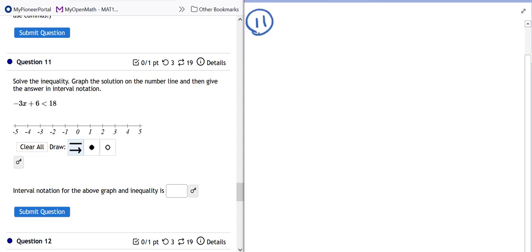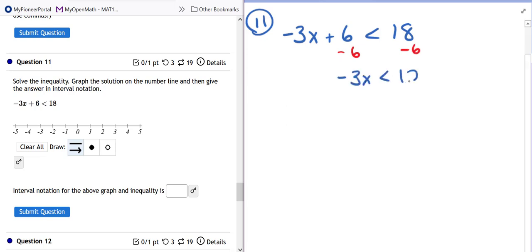So this is a linear inequality. We did some of those at the beginning. So you isolate your variable. If you divide by a negative, your symbol flips. So we will subtract a 6 from both sides. Negative 3x is less than 12. When you divide by negative 3, the symbol is going to flip, so you have x is greater than negative 4.